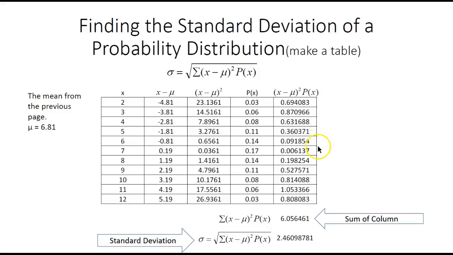Below, we add up the column. Remember that this could be called the variance. Last, we take the square root and have the standard deviation. Make sure you can get all the same numbers. You may have some variation for rounding. Hopefully your problems won't have this many different outcomes.